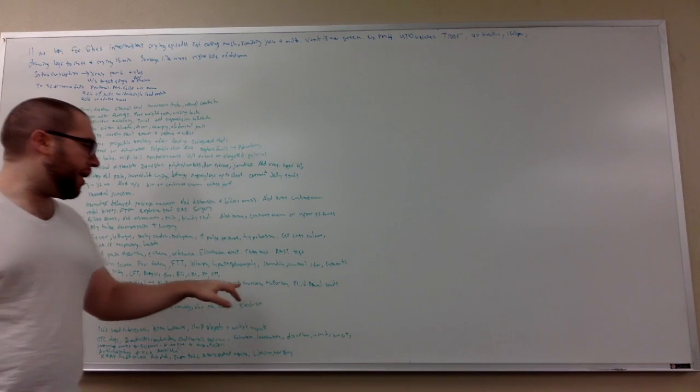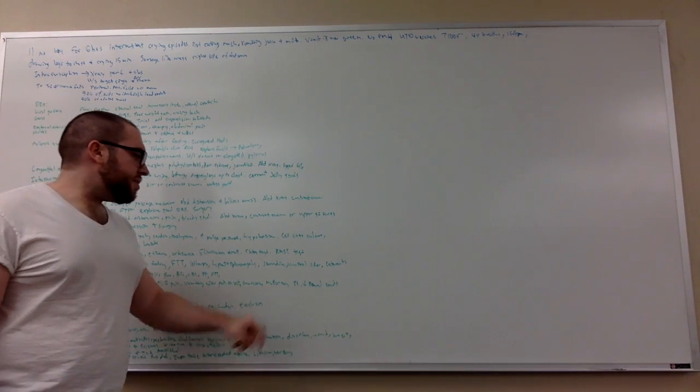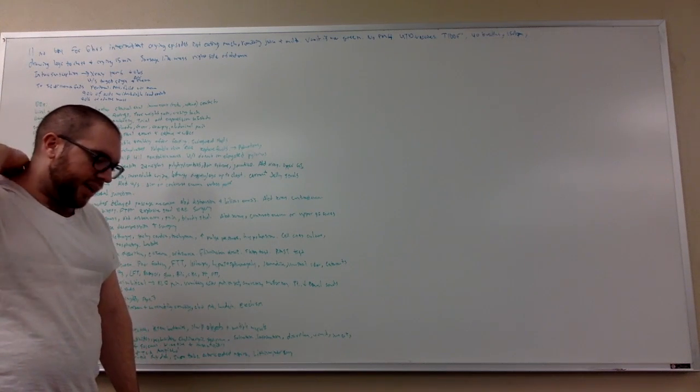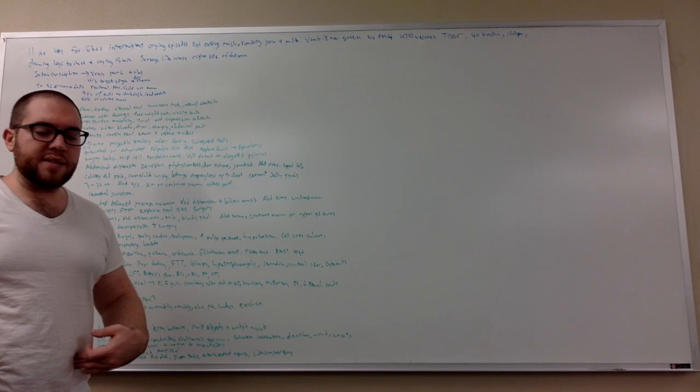They'll have anorexia, they'll have McBurney's point tenderness, and they'll also have Rovsing sign, so it's important to palpate on both sides of their lower abdomen.